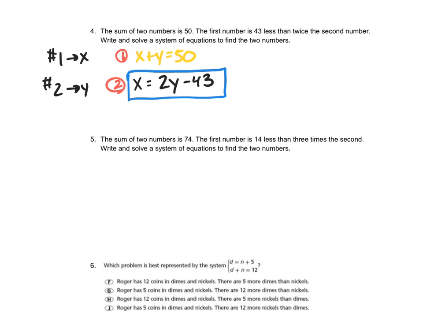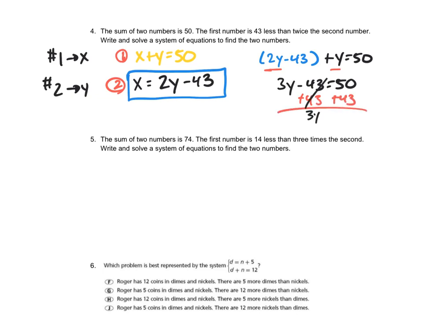So, to be able to figure this out, we want to take that and plug it in. Instead of writing X, we're going to write 2Y minus 43, and then it will be plus Y equals 50. Now, you can combine like terms because they're on the same side. So 2Y and Y make 3Y minus 43 equals 50. Add 43 to both sides. 3Y equals 93. Divide by 3, and you end up getting Y is equal to 31.